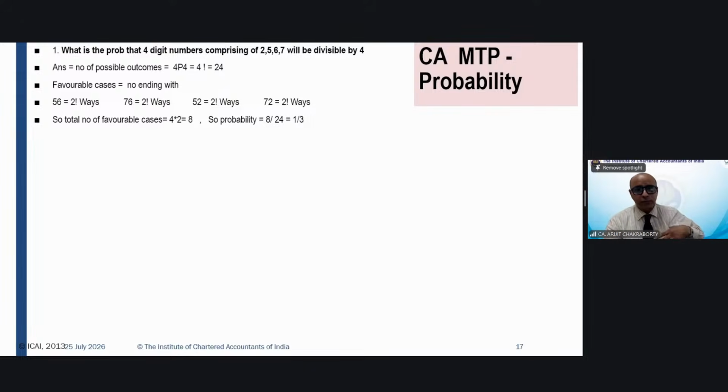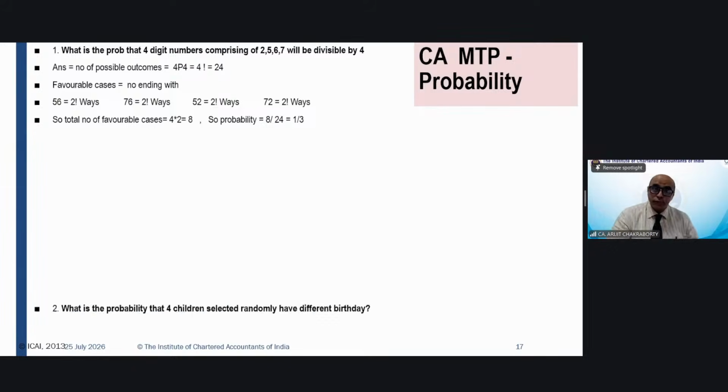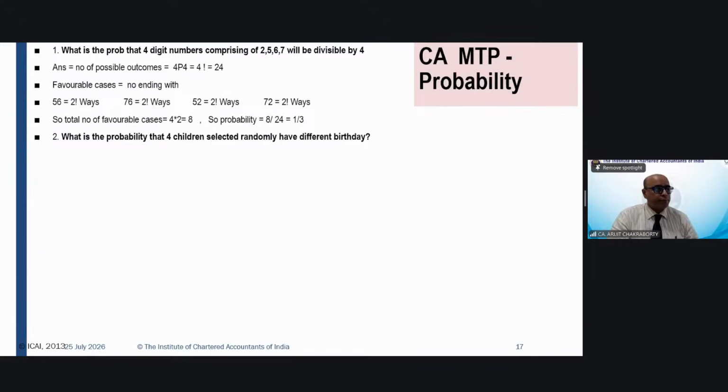And 2 factorial is how much? 2 into 1, that is 2. 4 times means 8. So the probability comes to 8 by 24. Right? So this is also a very intelligent question which came in the MTP.